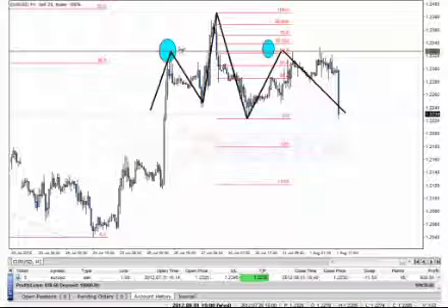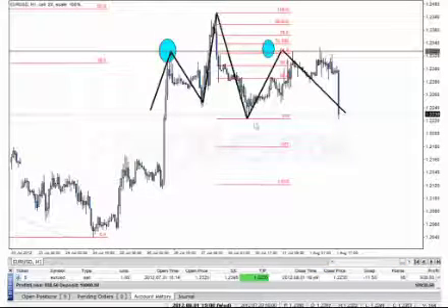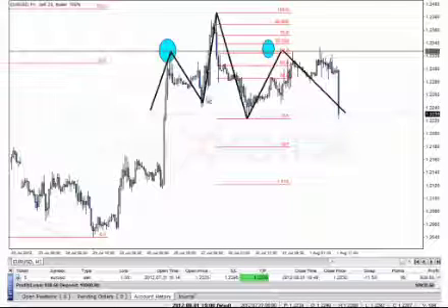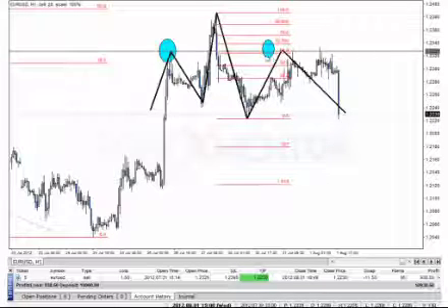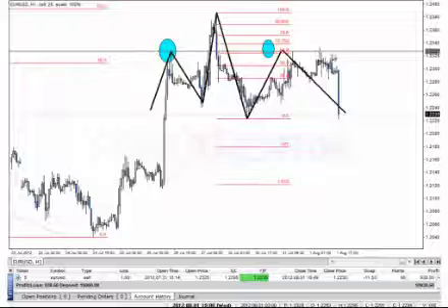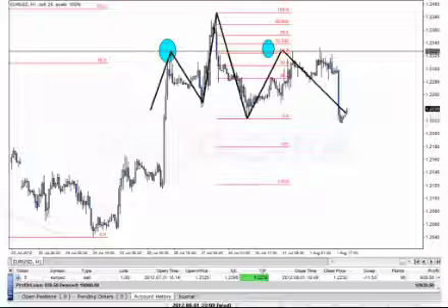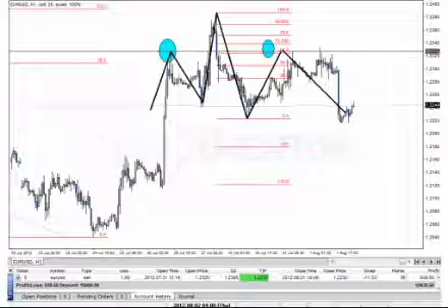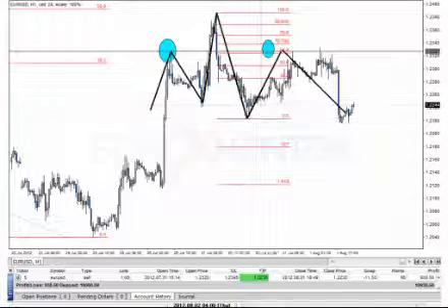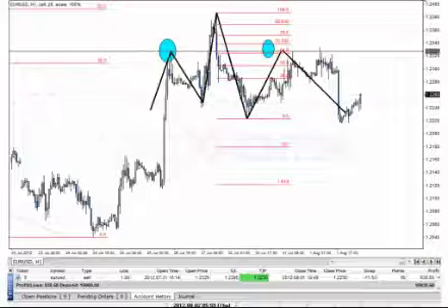So we get the left shoulder and the head forming. This low gets taken out, price rallies, limit order set in. You can see price sits here for a good few hours and we get that nice release to the downside. And we just follow price along. You can see price starts to find support at these lows, so a good place to be looking for profits.